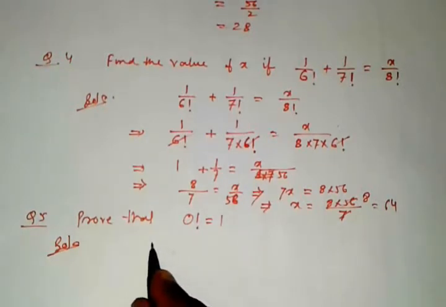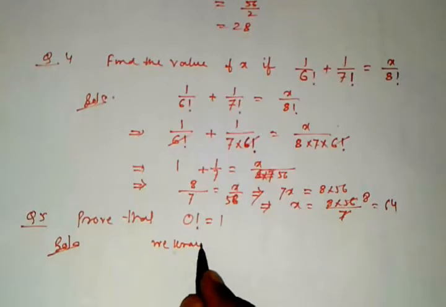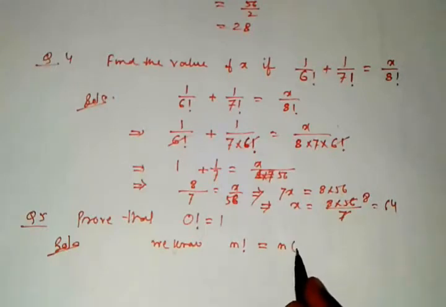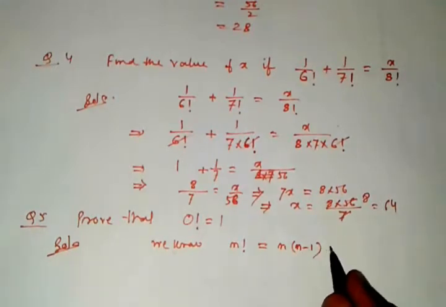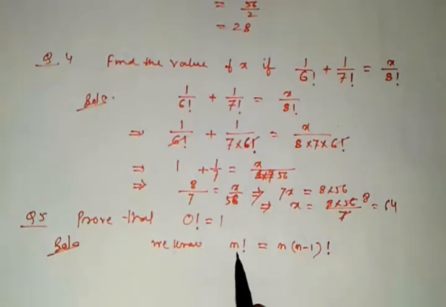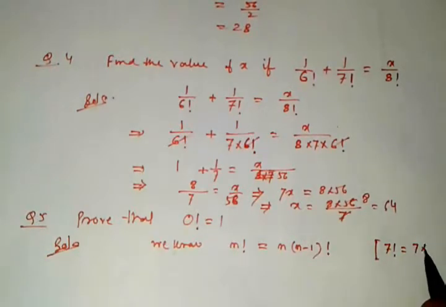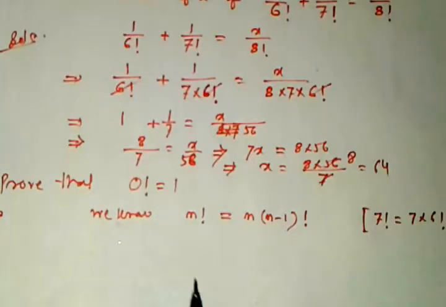We know factorial n can be written as n into n minus 1, if we stop at n minus 1 then we have to give factorial. We can write factorial n is equal to n into factorial n minus 1, because factorial 7 we can write as 7 into factorial 6. Now factorial n is equal to n into factorial n minus 1.